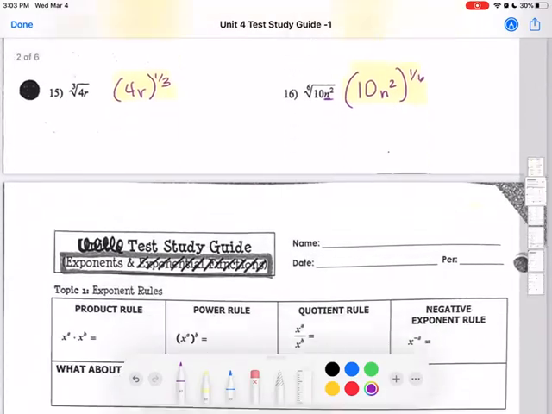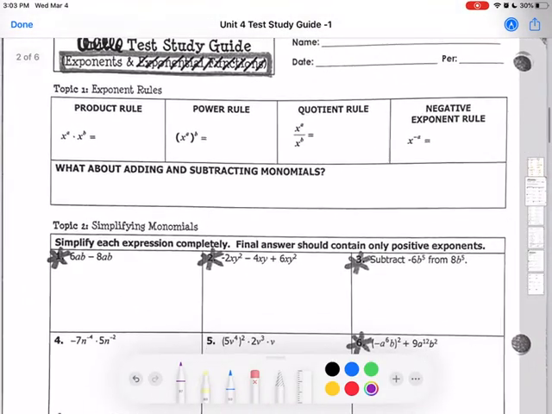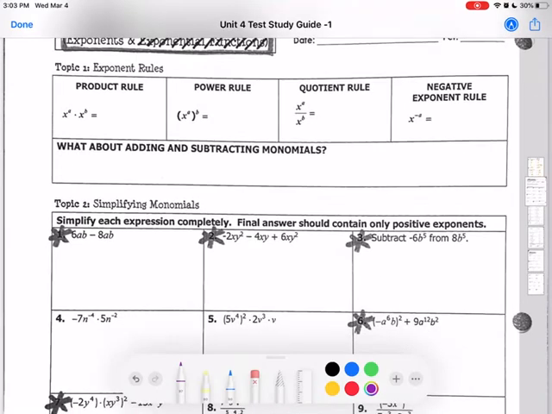All right, so we're moving on to the next page where we are working with rules of exponents. We're just going to review the rules and then work through some examples. So the product rule means that we are going to multiply. When we are multiplying exponents together, what we actually do with the exponents is we add them.